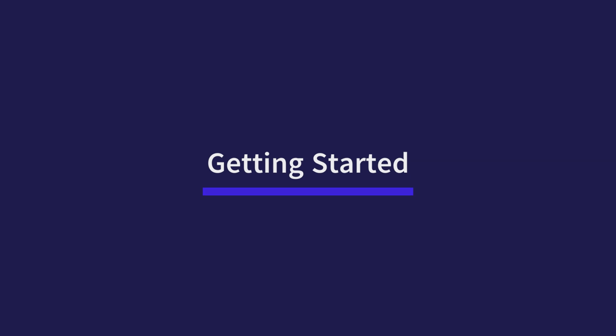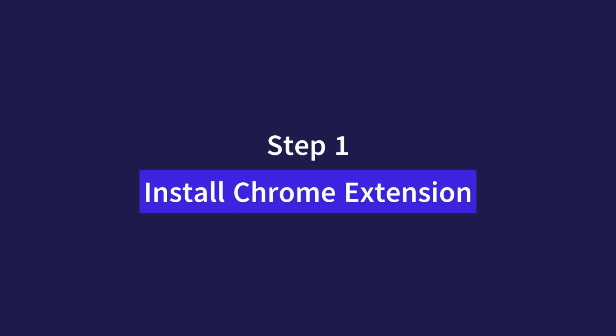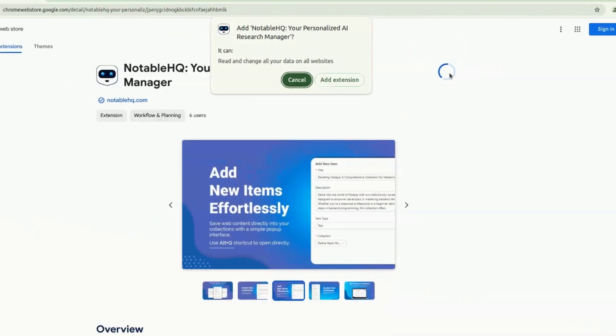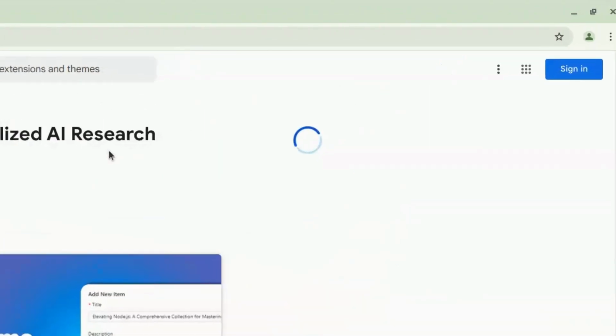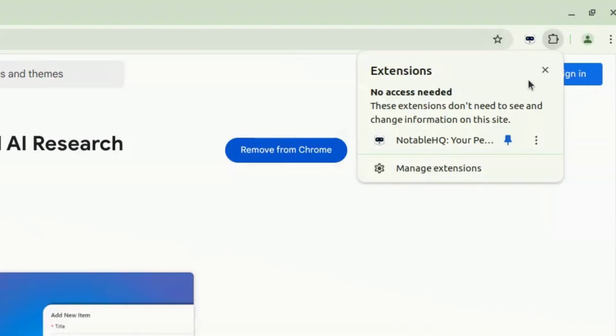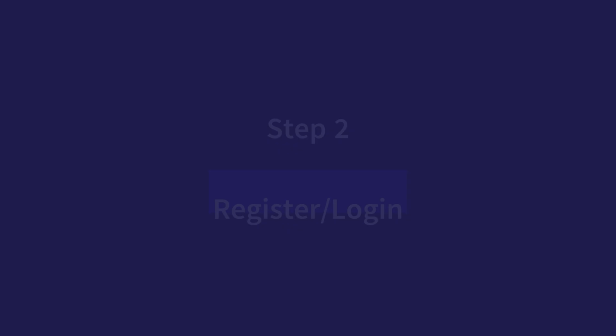Getting started is effortless. Step 1. Install the NotableHQ extension. Visit the Chrome Web Store, search for NotableHQ, and click Add to Chrome. Then, pin the extension for easy access.